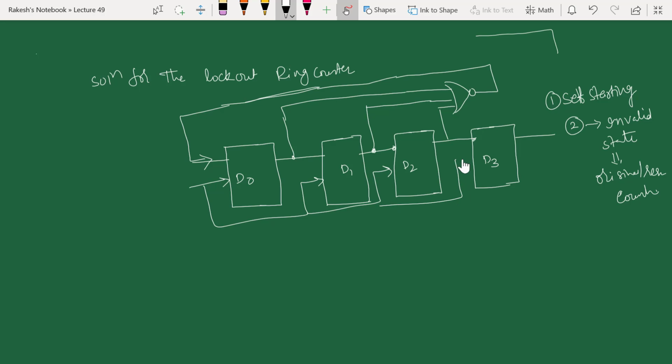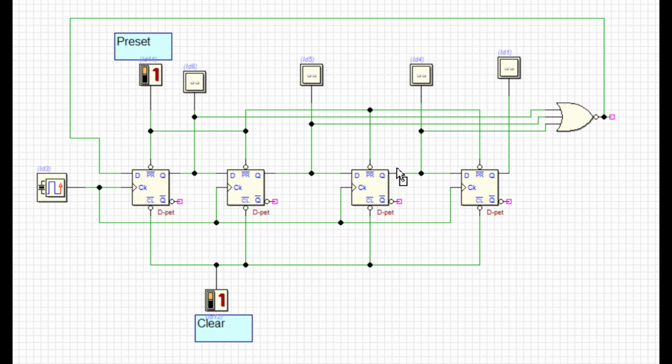Now we will see this modified circuit in the DSCH software, whether this extra NOR gate will really start our ring counter counting sequence directly, without manual entry of one into the first flip-flop. We will also intentionally introduce an invalid state, to see whether it stays in the invalid state forever or comes back to the original counting sequence. So this is your modified circuit of the ring counter.